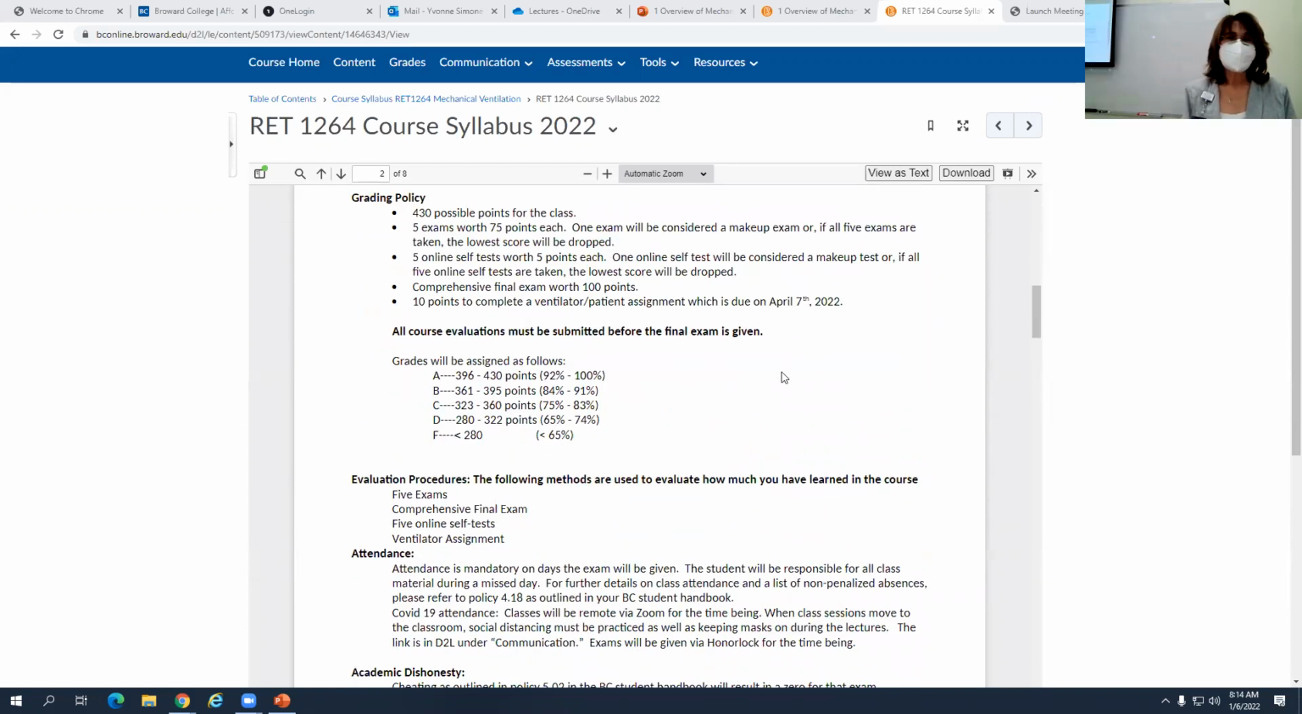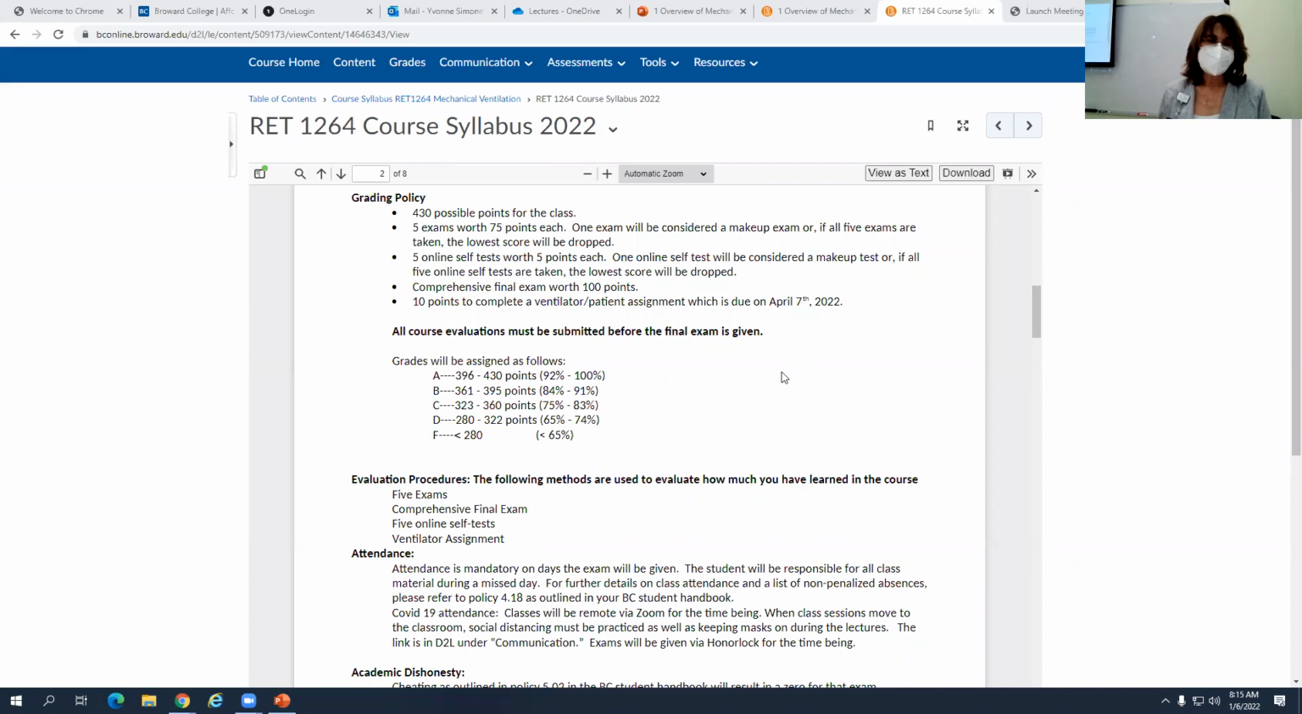So grading for this course, there's 5 exams. Only 4 of them count. So if you have to miss an exam, or if you take all 5 exams, the lowest score gets dropped. There are 5 online self-tests, and if you forget one, it's okay. You only need to take 4 of them. You have to take the final exam. It is worth 100 points.